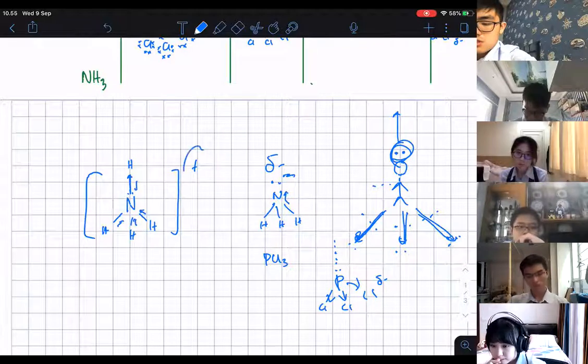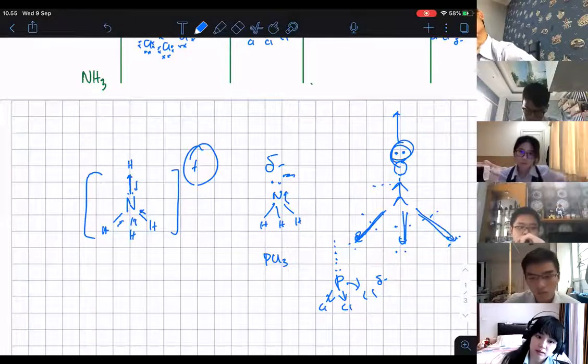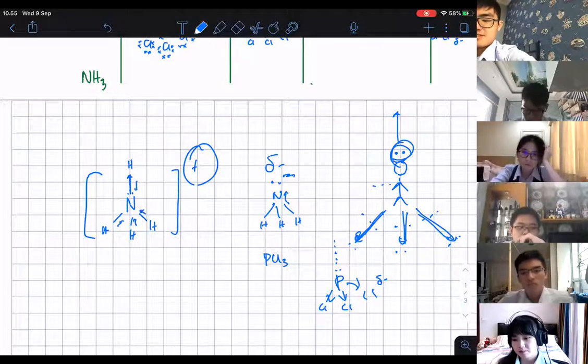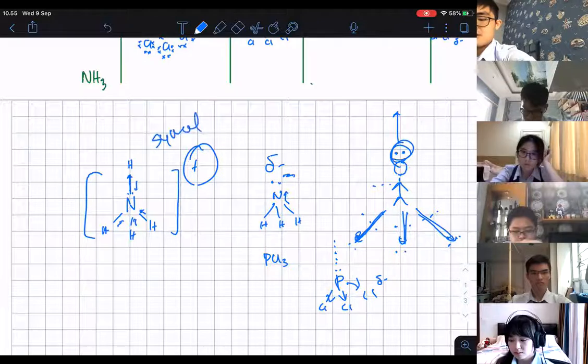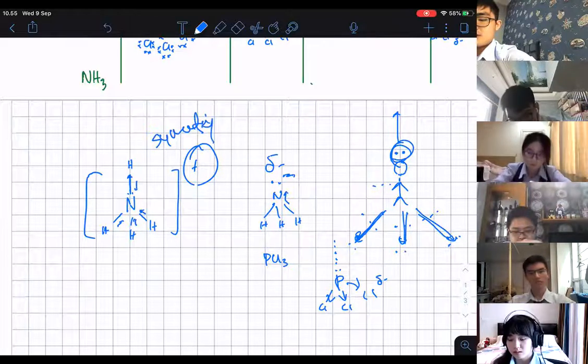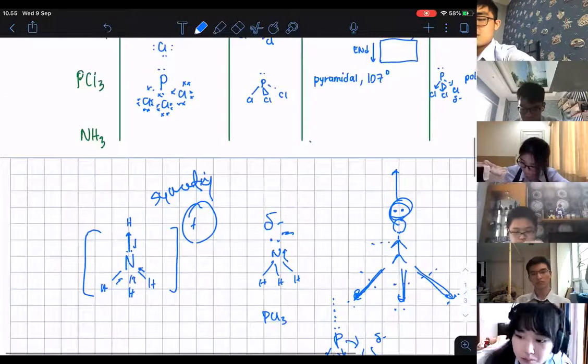But do remember, this one is an ion. Normally they will not ask whether an ion is polar or non-polar, because we are more interested in the covalent bond. But if they ask, you just follow the same thing. If it is symmetrical, we can say it's going to be cancelled out with each other. But when it is alone, then it's actually unequal distribution. So we just move on.